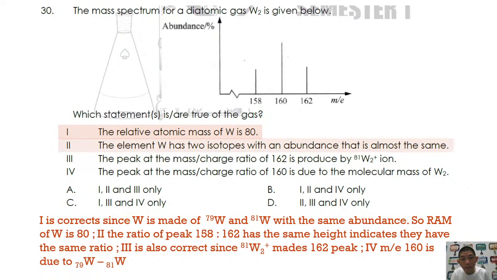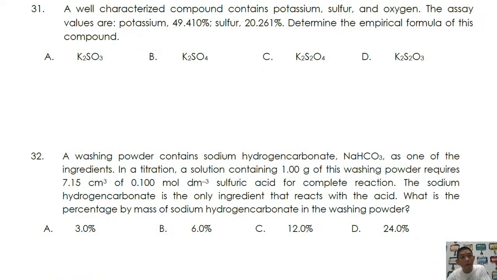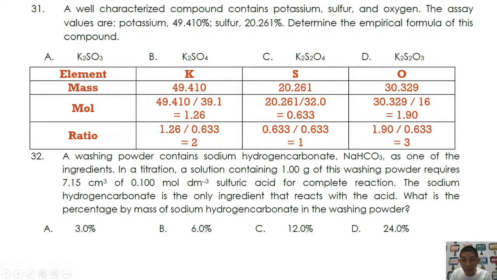Okay, this one is no problem. Question 31: a well-characterized compound contains potassium, sulfur, and oxygen. The assay values are potassium 49.41%, sulfur 20.261%. Determine the empirical formula for this compound. Now you can see they only give you potassium and sulfur, but the question says it contains potassium, sulfur, and oxygen. So how are you going to determine the percentage of oxygen? All you have to do is take 100% minus 49.410 and 20.261, so that your percentage of oxygen is equal to 30.329.